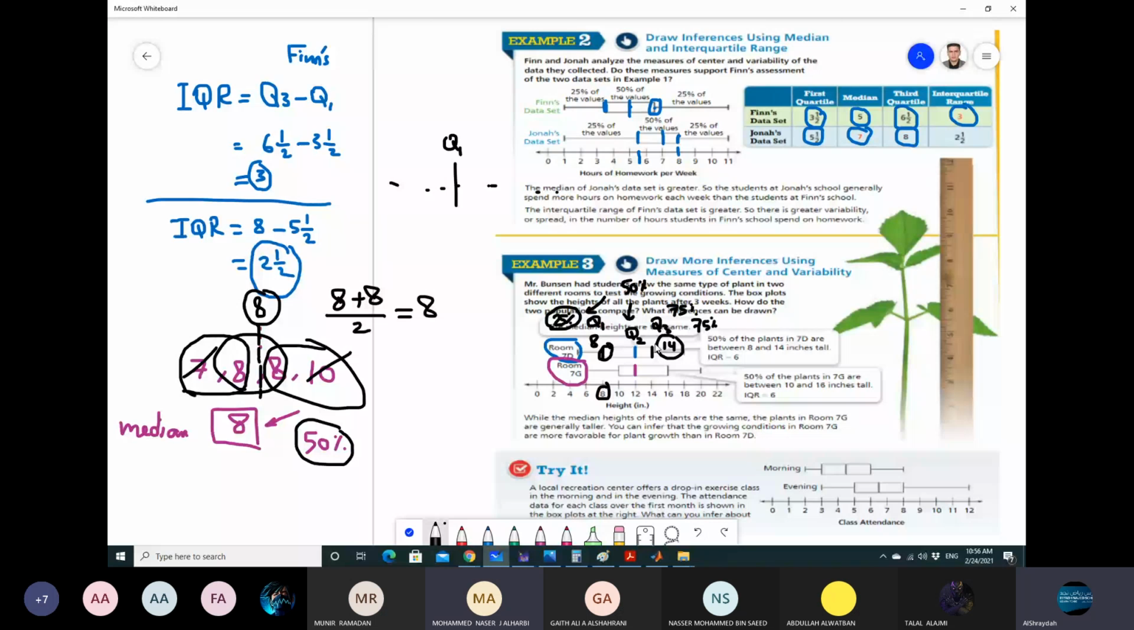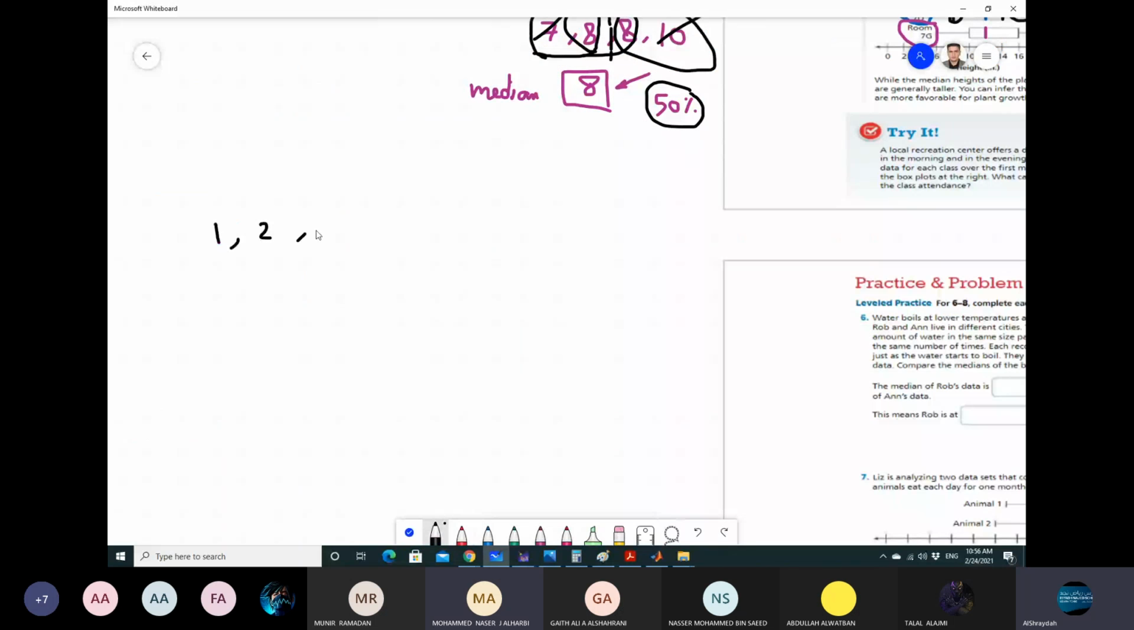I told you that you have these data values. Please concentrate. I'll give you an example. Let's say that we have these data values: 1, 2, 5, 7, 9, and let's say 11.